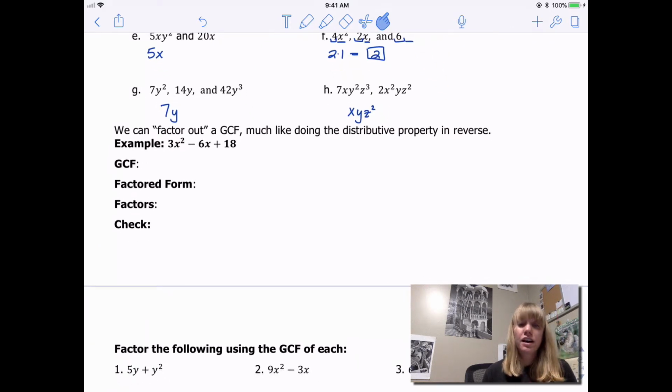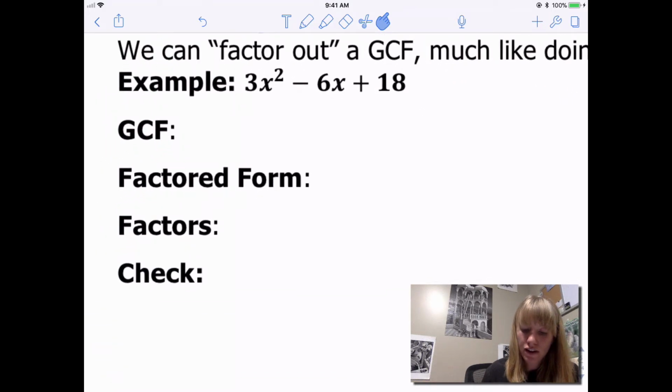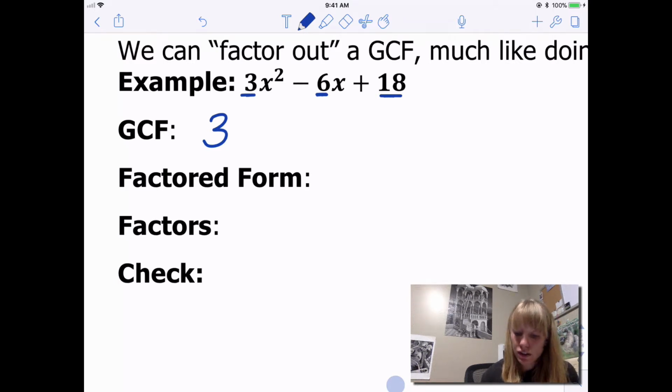We can factor out the GCF. It's just like the distributive property in reverse. So if I have 3x squared minus 6x plus 18, I'm going to look at all 3 terms, and I notice that 3, 6, and 18 have a GCF, or a greatest common factor. That greatest common factor is 3, because 3 times 1 is 3, 3 times 2 is 6, and 3 times 6 is 18. So I'm going to put the 3 on the outside.